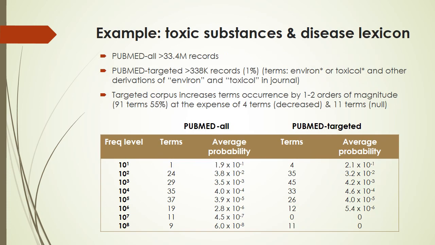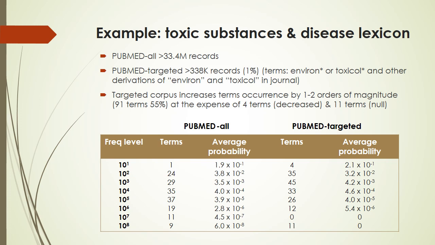We can also examine the advantages of a targeted universe of documents. This was created by limiting the PubMed records to journals containing the term "portions environ" or "toxical" and their derivatives, in which the terms sought were more likely to appear. This reduced the PubMed universe to 1% of its total size.